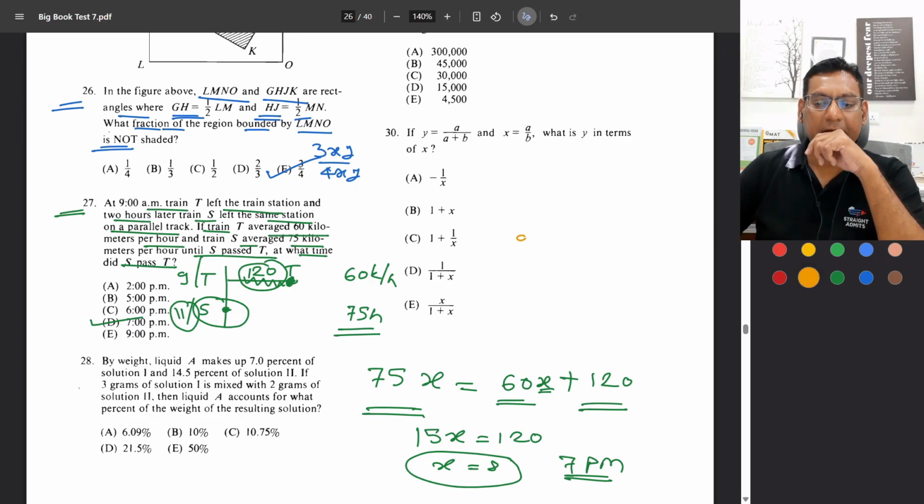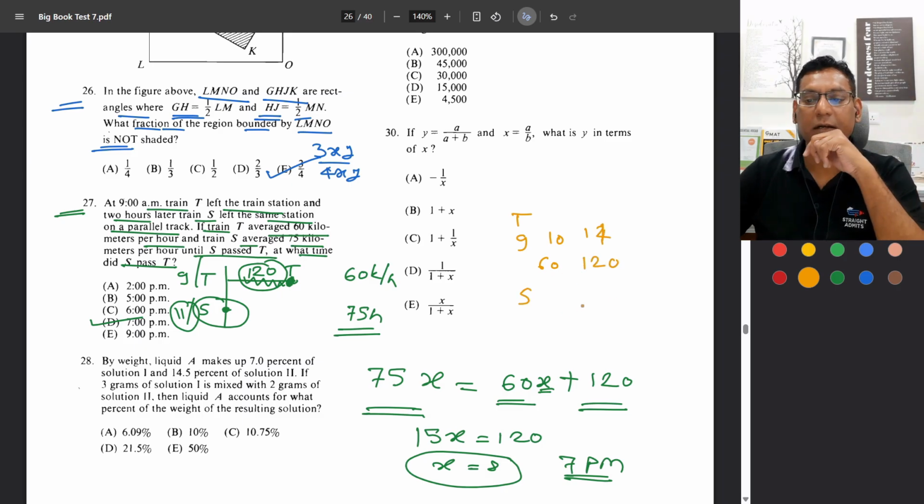So it started at 9. At 10, it went to 60 kilometers, right? At 12, sorry, at 11, it went 120 kilometers. At 11, S also started. From 11 to 7 p.m., S traveled what? 75 into 80, and T traveled 60 into 80, and it had already traveled 120 kilometers.